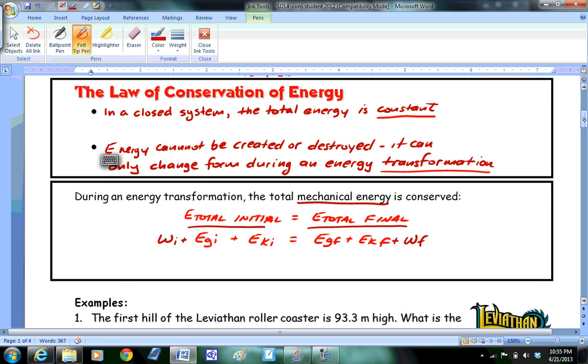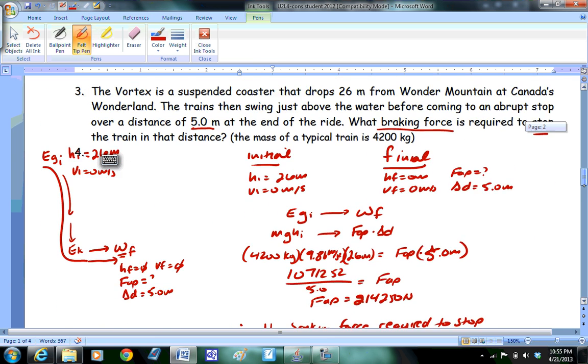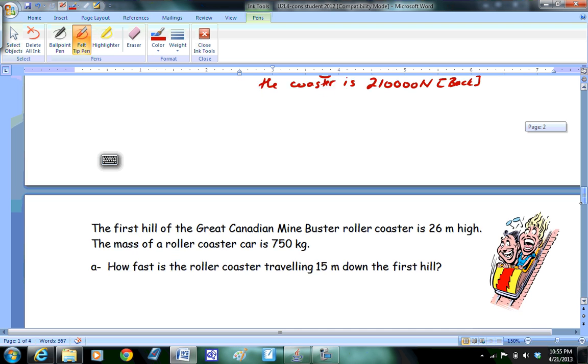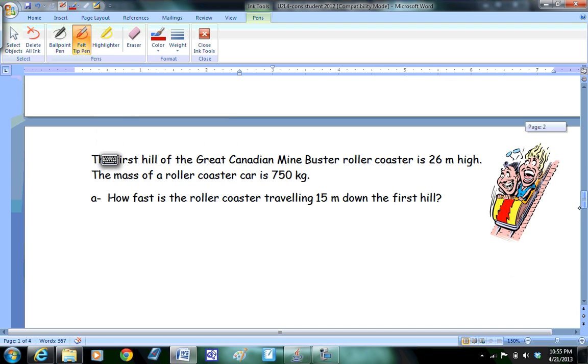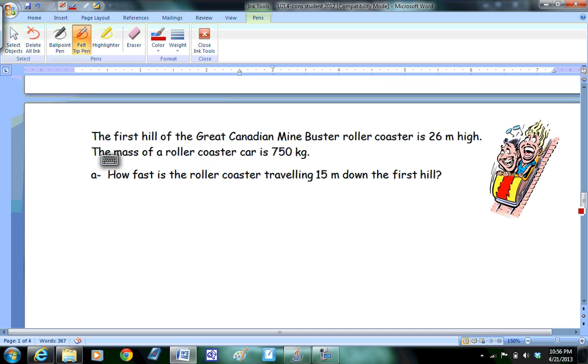So in this situation, think of applied force with work. EG has height associated with it. EK is going to have some kind of velocity. It gives you some clues as to what's going on. Okay, well, let's look at one question here. We've got a combination of energy associated with it.